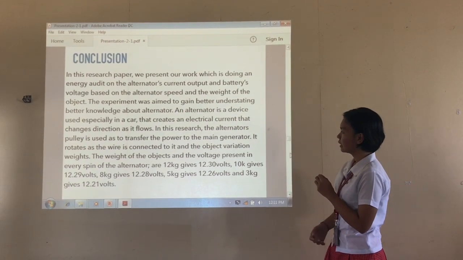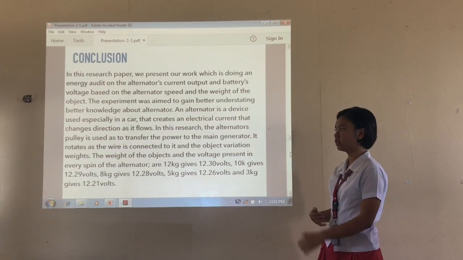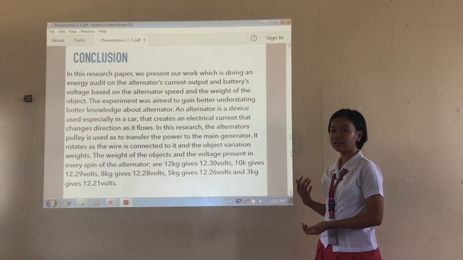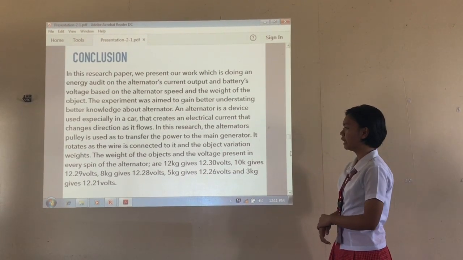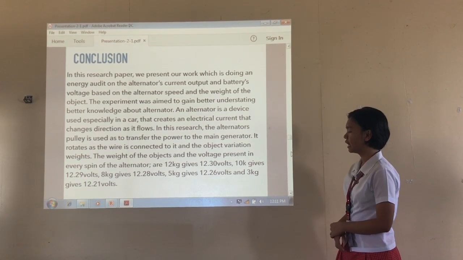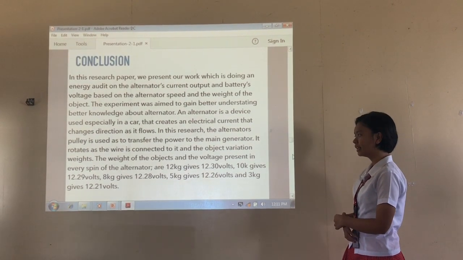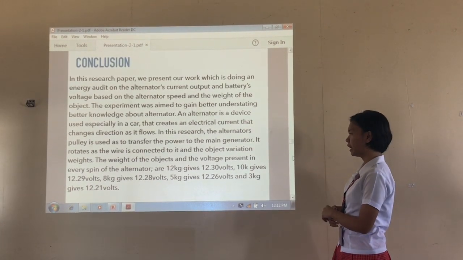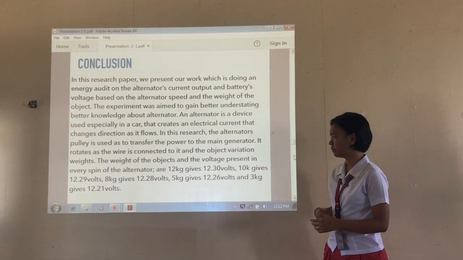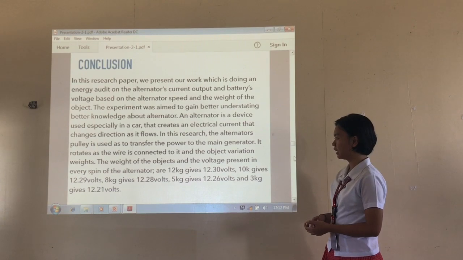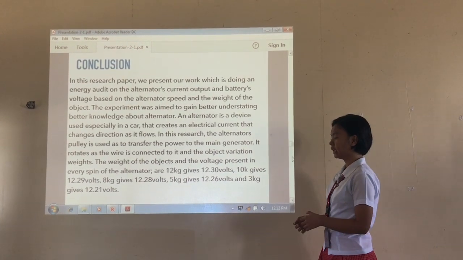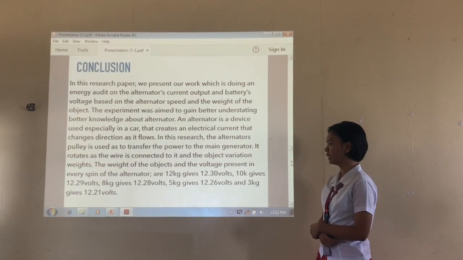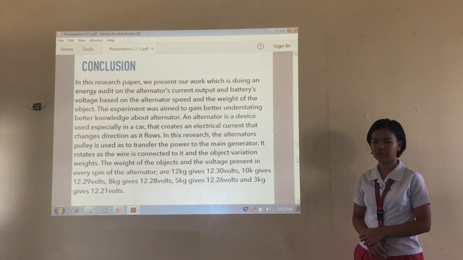Tapos, in this research, the alternator pulley is used to transfer the power to the main generator, which is ang aming main generator ay ang 12 volts battery. Tapos, sa pag-rotate ng wire na connected sa alternator, ang object na nakakonekta sa object ay nagbabago ang voltage. Tapos, ang mga weight na present ay 12 kg na nagbibigay ng 12.30 volts, 10 kg na nagbibigay ng 12.29 volts, 8 kg na nagbibigay ng 12.28 volts, 5 kg na nagbibigay ng 12.26 volts, at 3 kg na nagbibigay ng 12.21 volts.